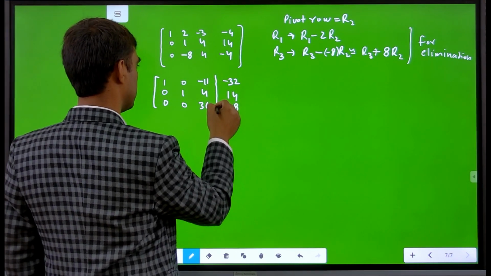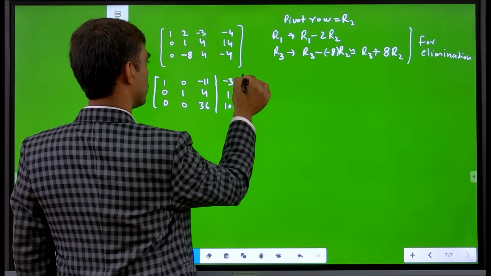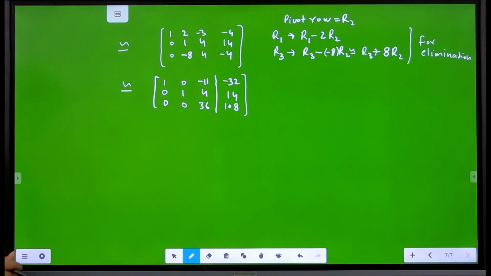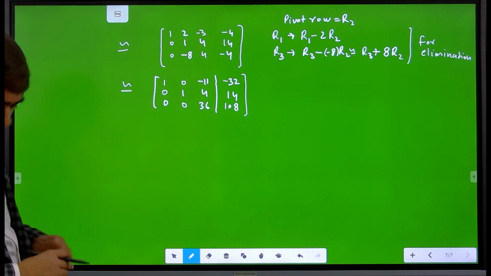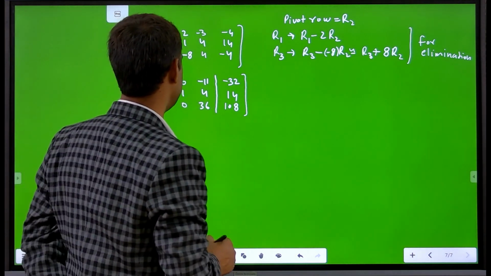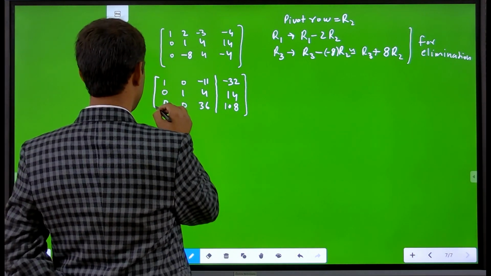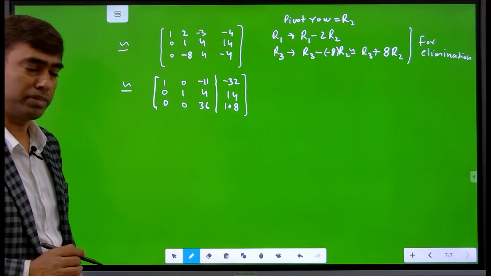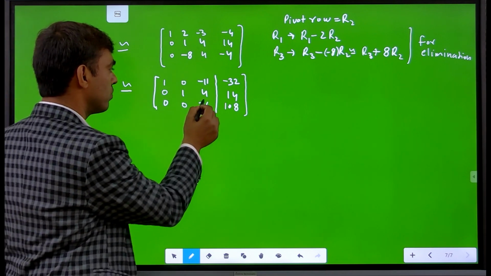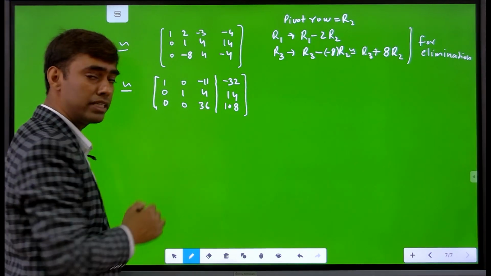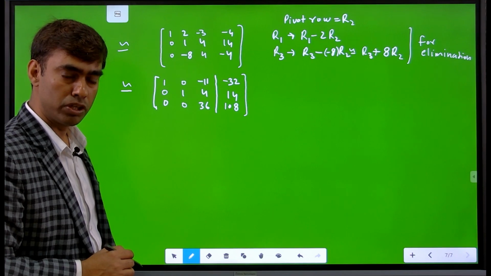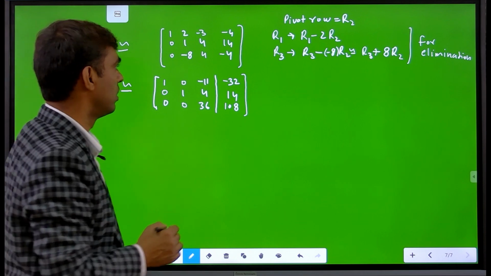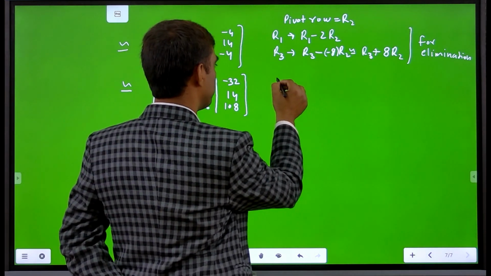So I think this one is correct. So this one is minus 11, 4, 36, minus 32, 14, 108. Now, we perform the third stage of elimination. Third stage of elimination means we try to convert the coefficient of the third variable x3 from the first and second equation equal to 0. So for this one again we choose the pivot element.